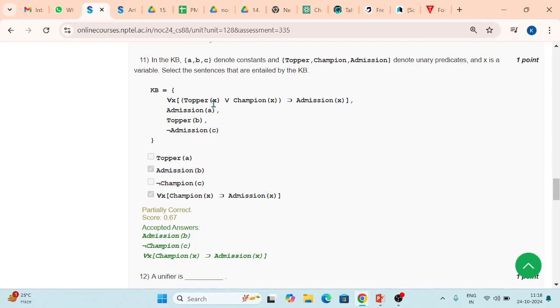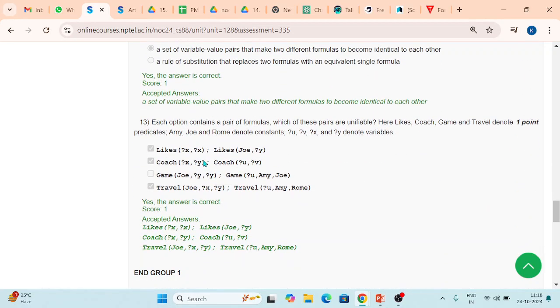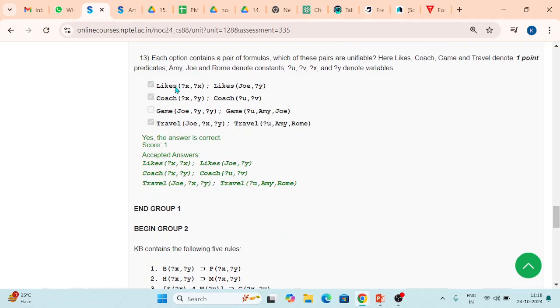Always, if this is true or this is true, then this is true. If this is false, then any of these two are false. So we are replacing these constants with this variable X. So if X is admission of A, it means these two are true, like that. Here also, we are replacing this.